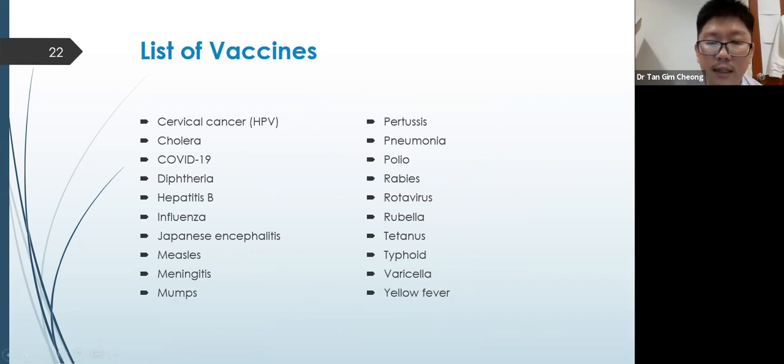So in the list of vaccines that are available, you can see that we have cervical cancer. Don't just restrict the vaccine scope to infectious disease. Cervical cancer is caused by HPV virus, and this vaccine can prevent the occurrence of cervical cancer. We have cholera vaccine, COVID vaccine, diphtheria, hepatitis B, influenza. Japanese encephalitis is in our national vaccination program, but it is for Sabah and Sarawak only, because it is more prominent over there.